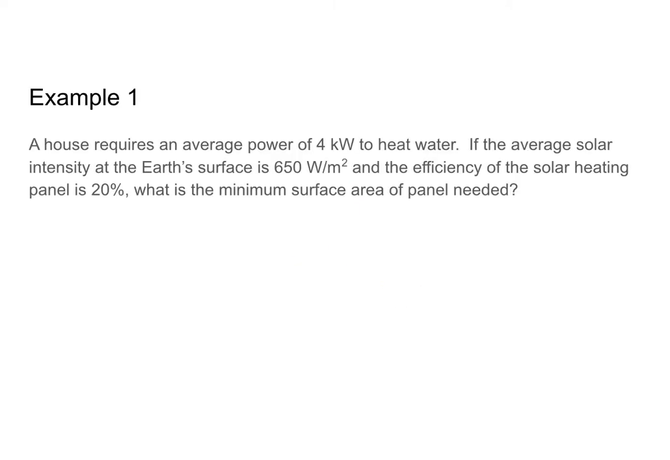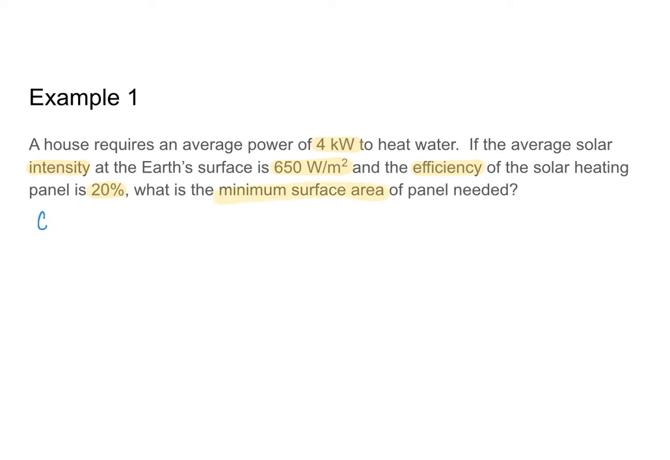So let's go ahead and look at an example. A house requires an average power of 4 kilowatts to heat water. The average solar intensity of the Earth's surface is 650 watts per meter squared, and the efficiency of the solar heating panel is 20%. What is the minimum surface area of panel needed?